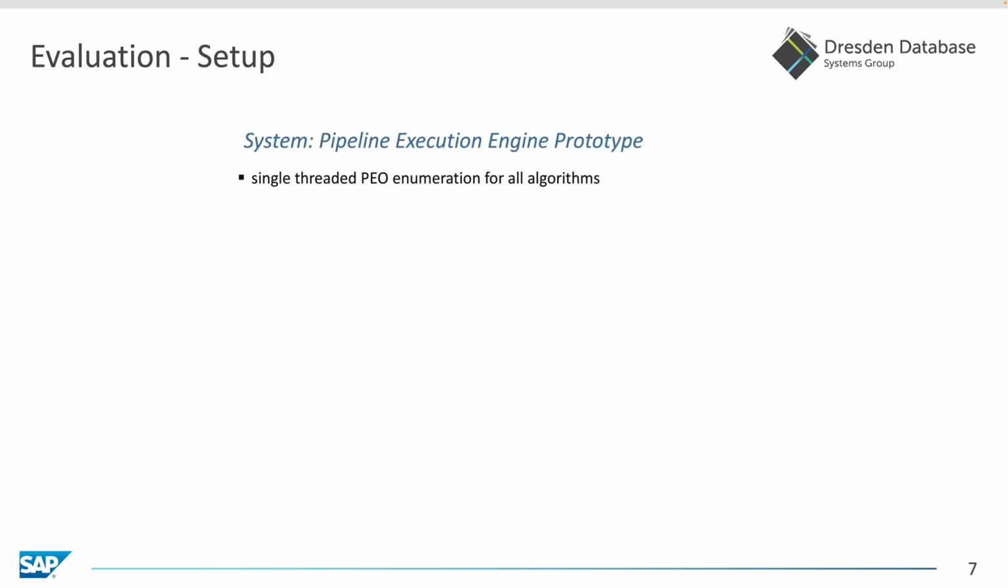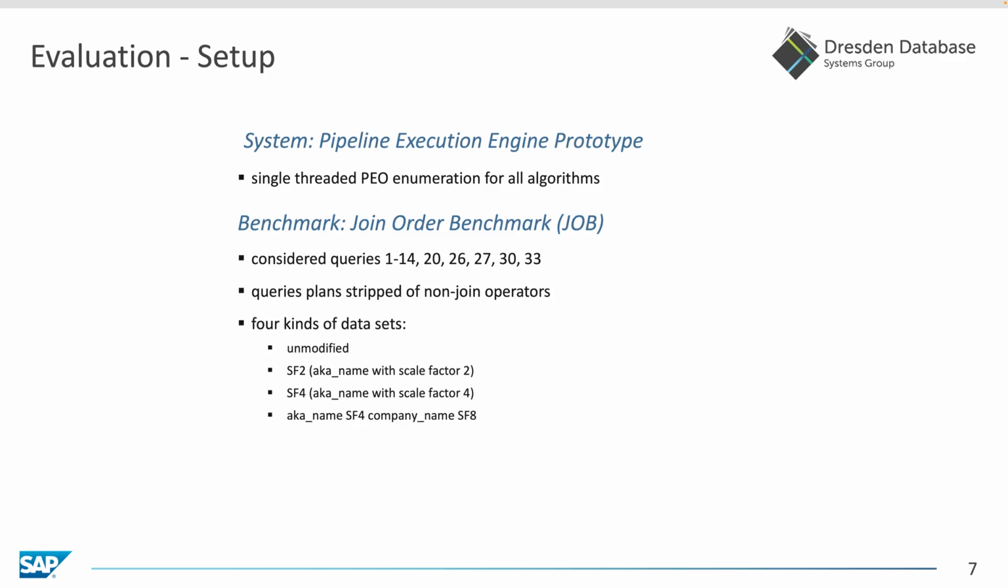Regarding the systems that we use, the pipeline execution engine prototype, which was also a finalist of the SIGMOD 2018 programming contest, and we use a single-threaded PEO enumeration for all algorithms. The benchmark in our instance is the join order benchmark, and we considered only the indicated queries, and all our query plans are stripped of non-join operators due to constraints of the prototype. And we consider four kinds of data sets.